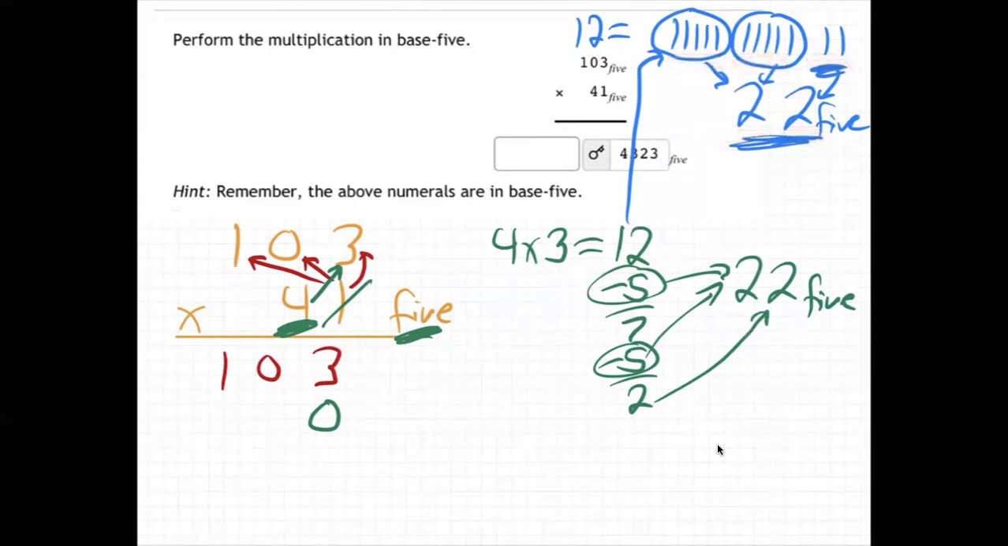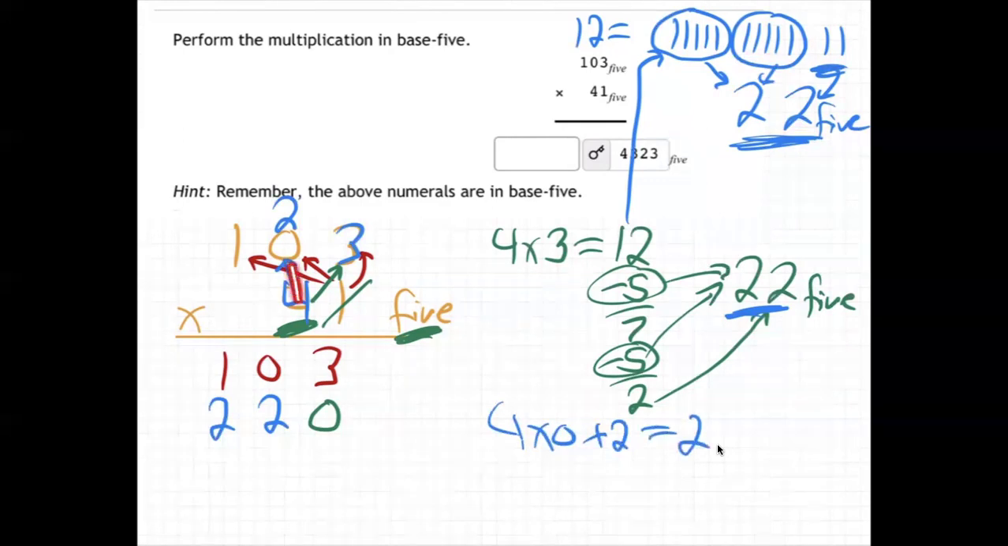So, okay, what does that mean? Well, 4 times 3 is 12, which is actually 2, 2, base 5. So it's 2, 2, right? You carry the 2. And now let's do our next step. 4 times 0 is 0, add 2 is 2. I just did 4 times 0, which is 0, and then add the 2 that we had carried previously. And then last step, 4 times 1 is 4.